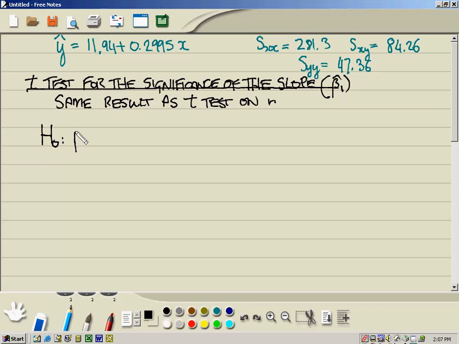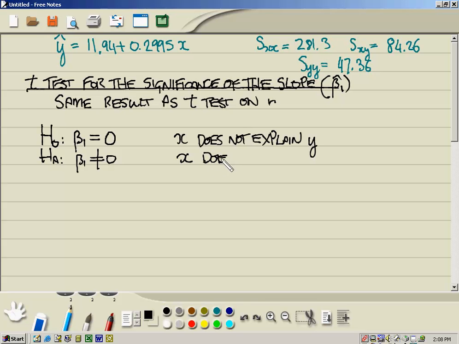So the null hypothesis will be that the true slope is 0. That means that x does not explain the y variable. Alternatively, the true slope is not 0. That means that x does explain the y.